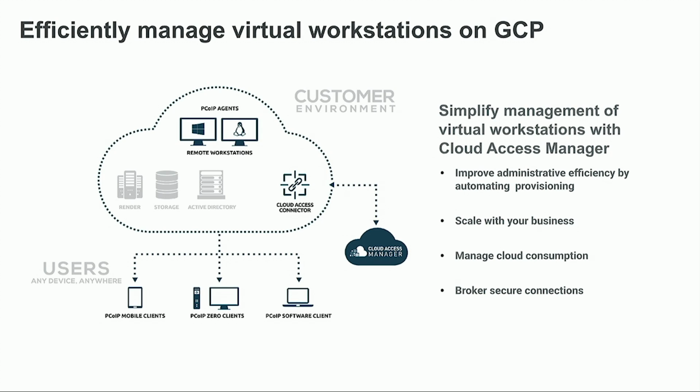And the third one on there is about managing cloud consumption costs. So that's a big thing. If you are using a public cloud and you're using the OpEx versus CapEx model, you want and need to, you don't want to be paying for something you're not currently using. So Cloud Access Manager helps with that. If you're not using it, it's shut down, so you're not paying for compute, and when the user wants to use their workstation, they can just log in and get access to it.